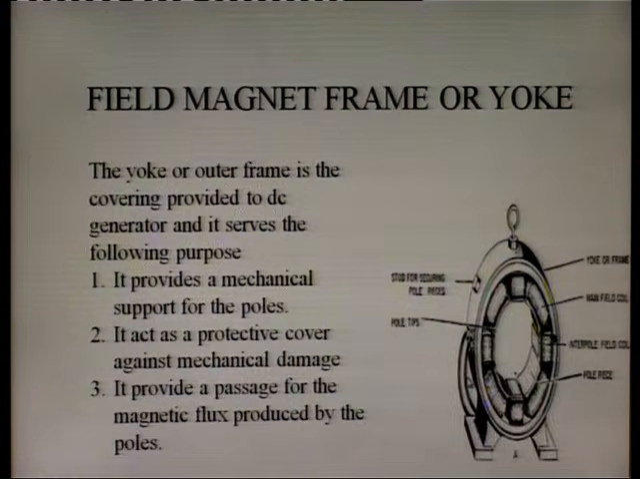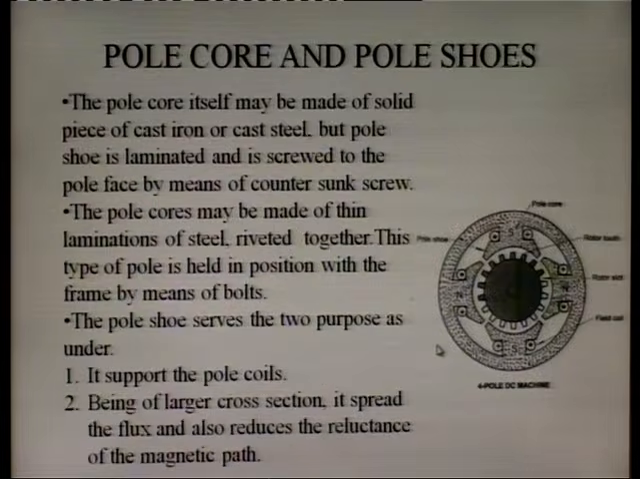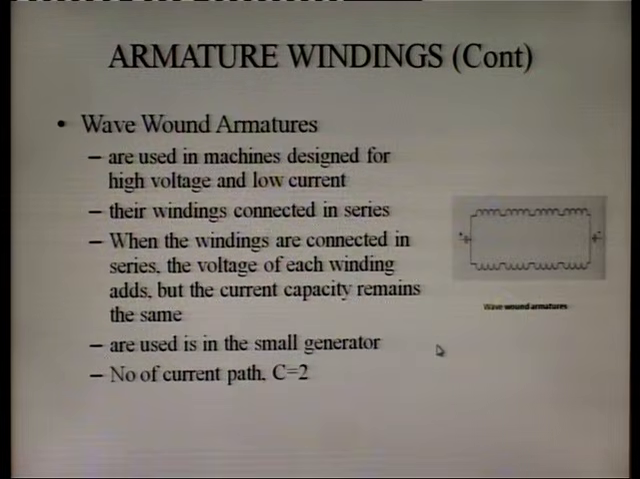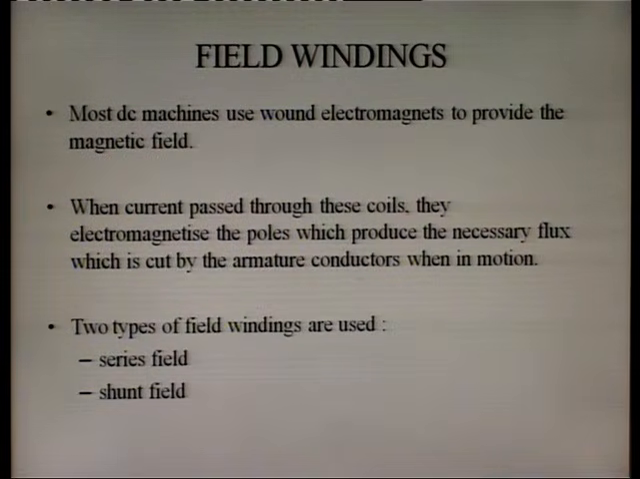As we discussed earlier, we used a permanent magnet in this diagram, but in actual machines we use an electromagnet instead of a permanent magnet, and this electromagnet is produced with the help of field winding. So field windings are used to produce the electromagnet.